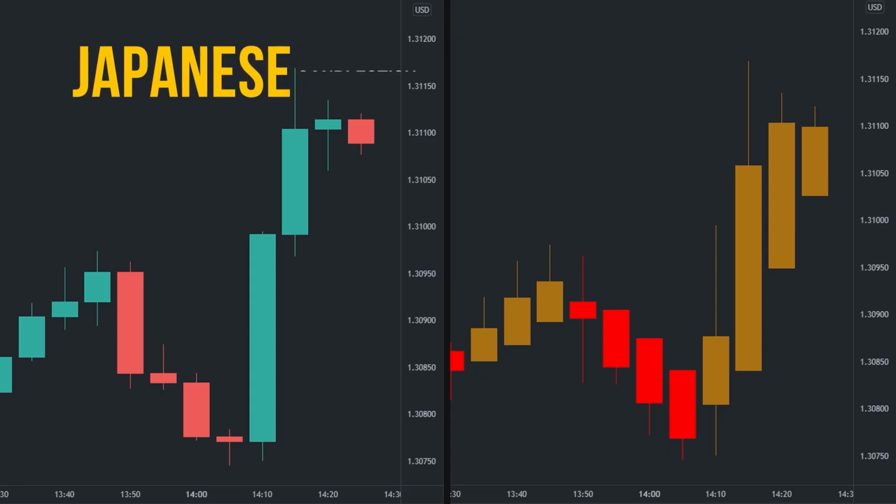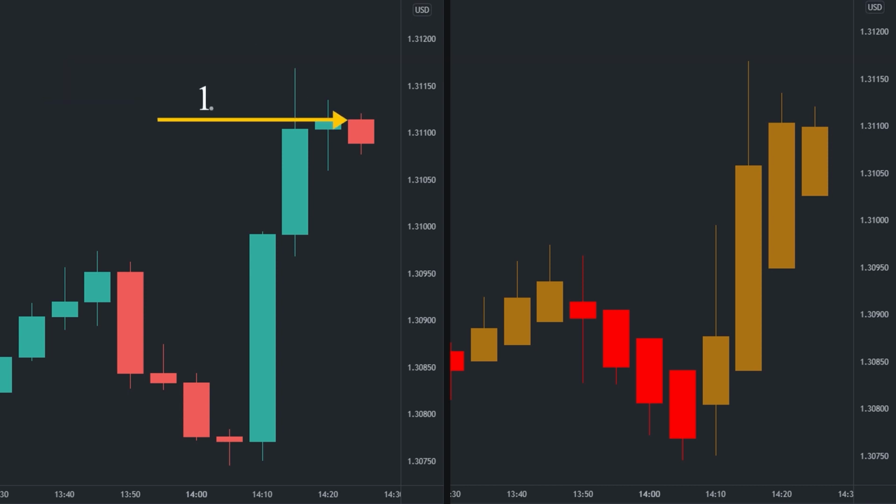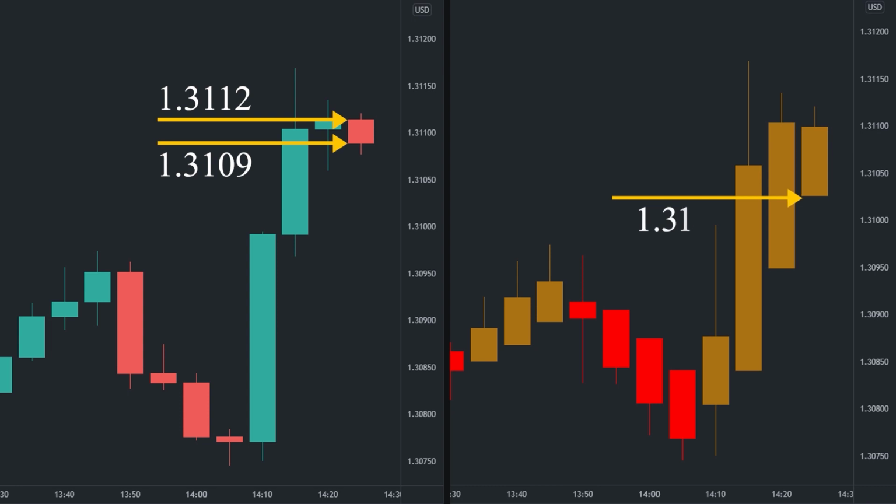This is a traditional Japanese candlestick chart. The last candle's opening price is 1.3112 and close price is 1.3109. The left chart is the same, but with Heikin Ashi candles. Open price is 1.3110 and close price is 1.31102.